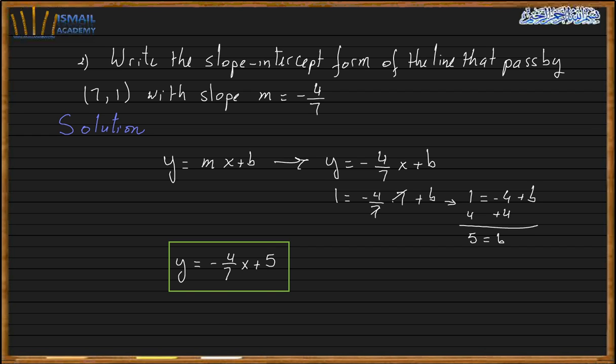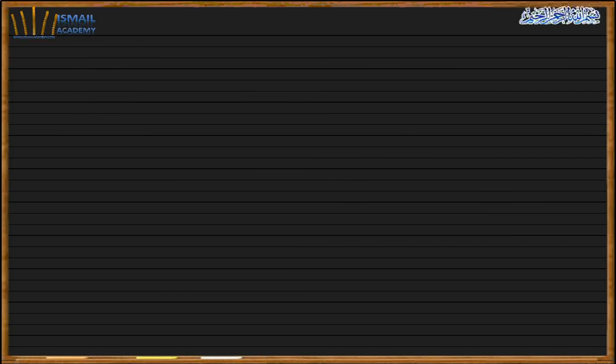All right. The third scenario is they don't give me the slope, they give me 2 points. So write the slope-intercept form of the line that passes by the following points.